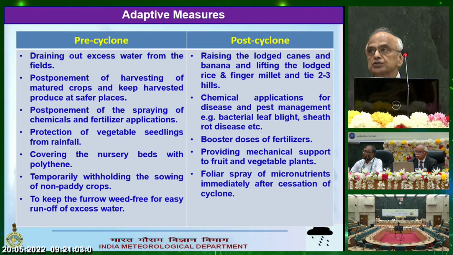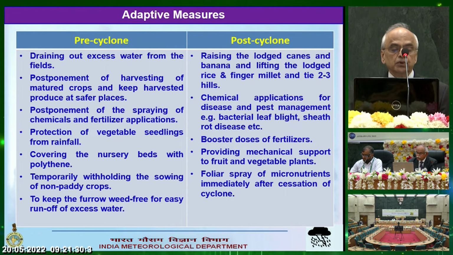So adaptive measures: what can we do when these kinds of things happen? Before the cyclone, if you have floods, then you should drain excess water from the fields, postpone harvesting of matured crops and keep harvested produce at safer places, postpone the spraying of chemicals and fertilizer applications, protect vegetable seedlings from rainfall, cover the nursery beds with polythene, temporarily withhold the sowing of non-paddy crops, and keep the furrow weed free for easy runoff of excess water.